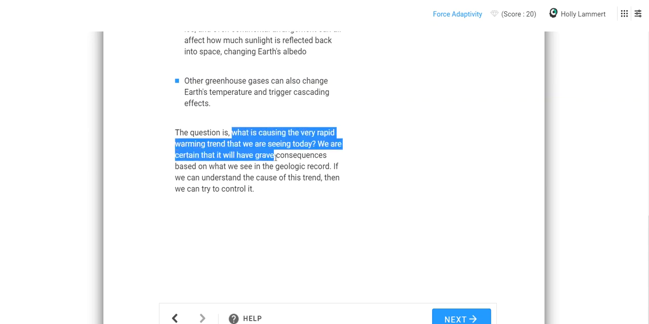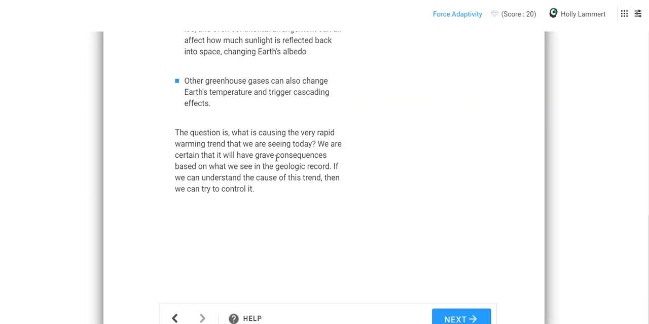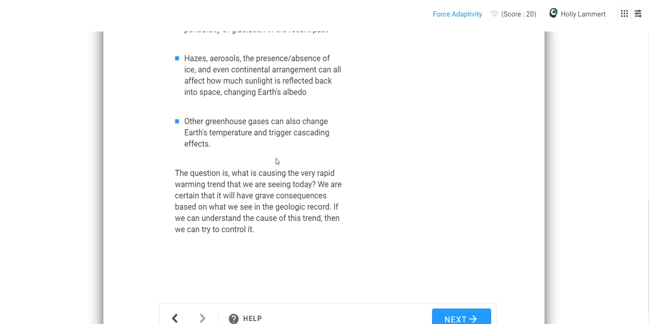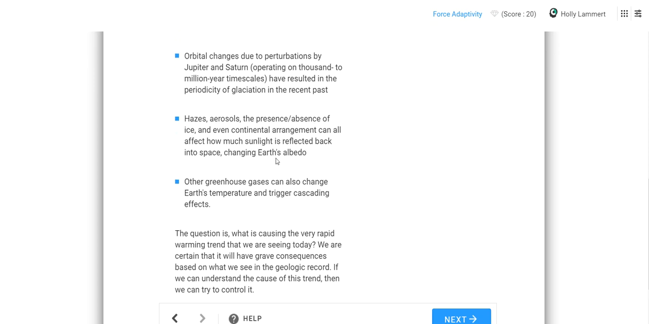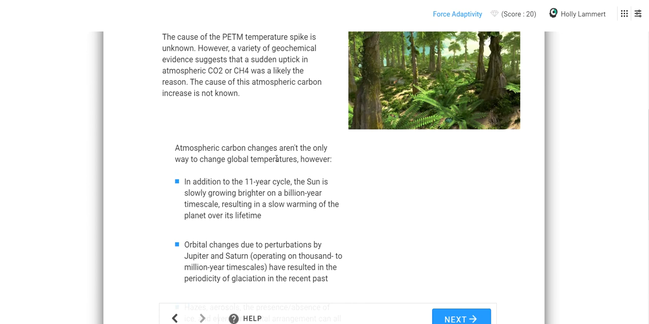So the question is, what is causing the very rapid warming trend that we are seeing today? We are certain that we'll have grave consequences based on what we see in the geological record. If we can understand the cause of this trend, then we can try to control it.